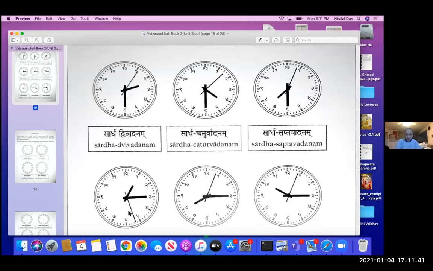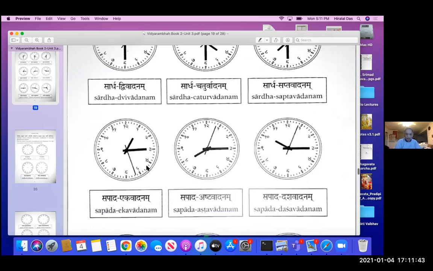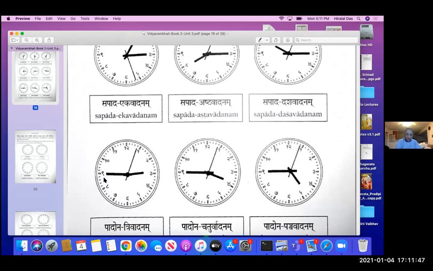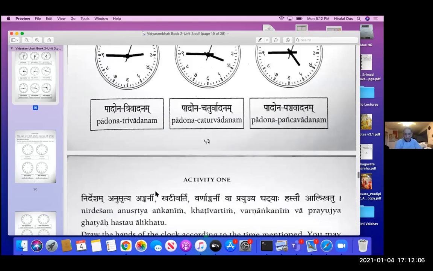This is called Sapada, 15 minutes. And this is called Padona, where the long hand is facing 9, and depending on Trivadanam or Chaturvadanam, it is between 2 and 3, closer to 3 because it is 2:45. Have you got it now, everybody? Sapad, Sardha and Padon. So let's go to the exercise now.